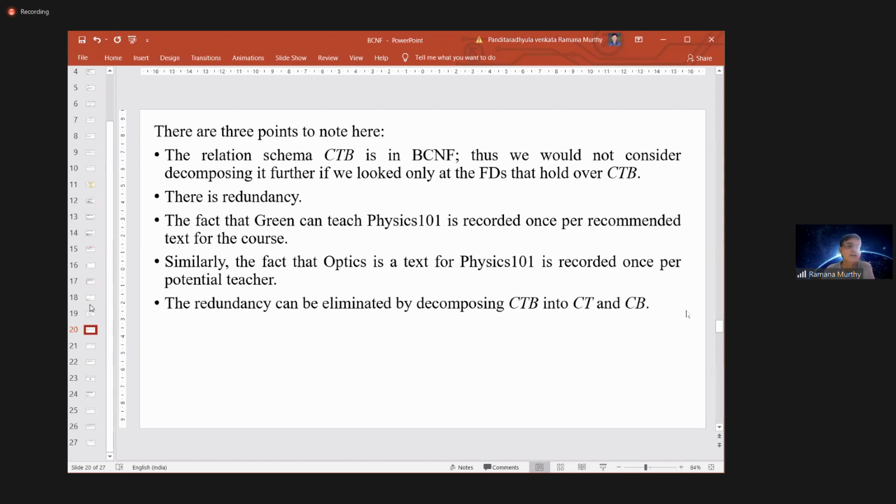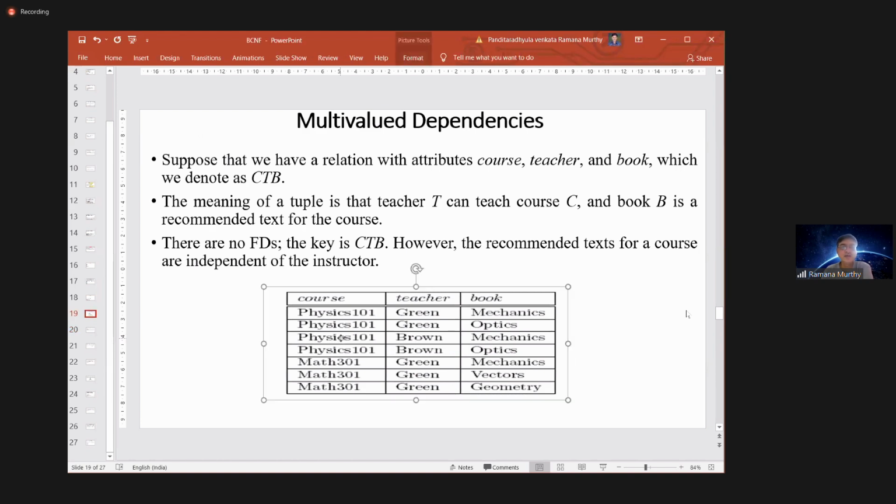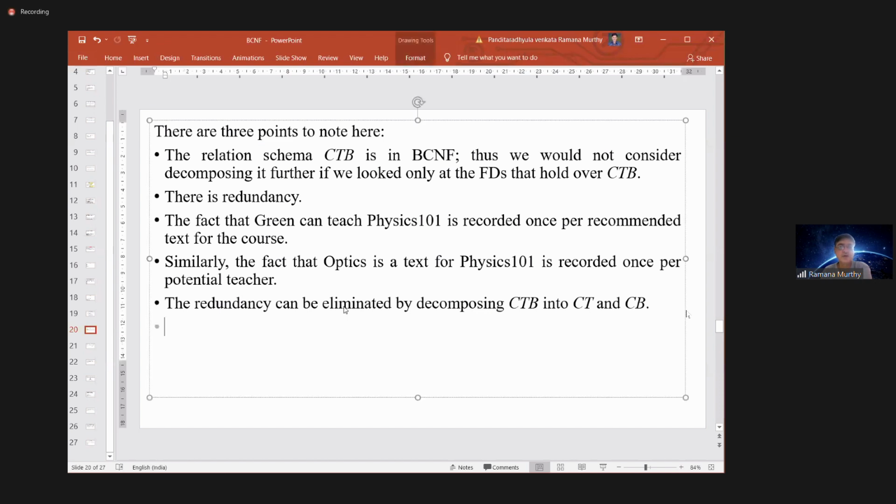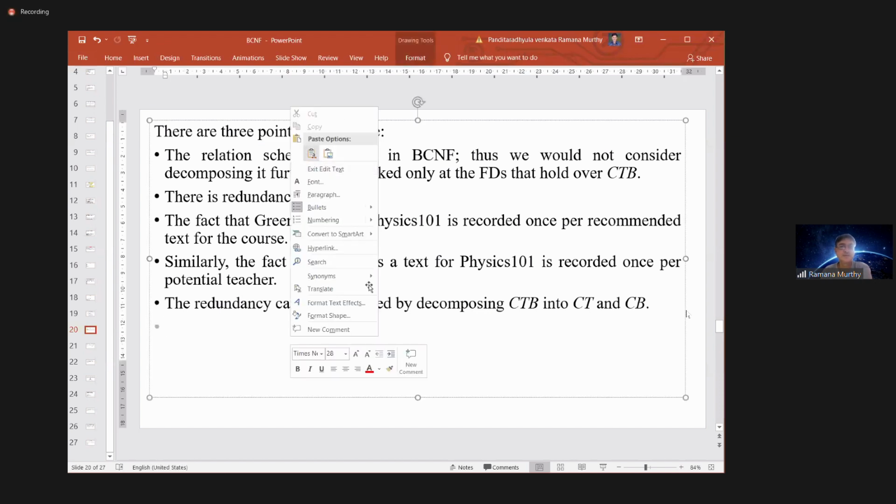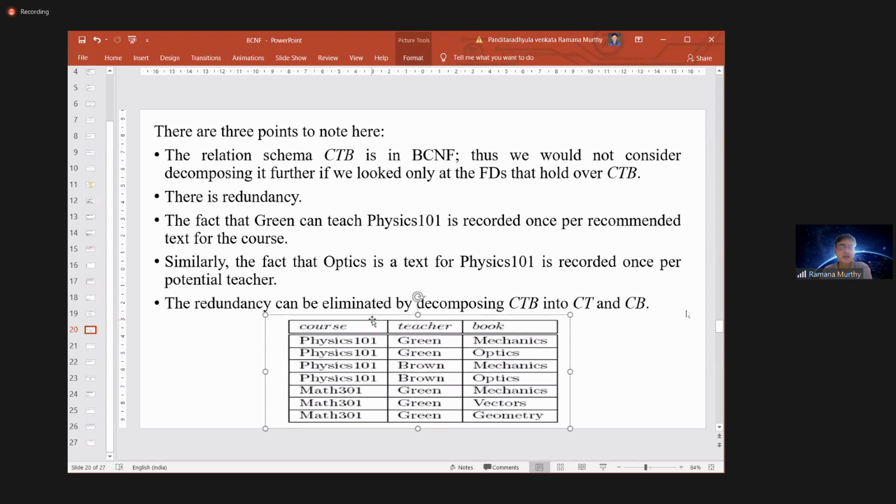The CTB relation, whatever I showed to you, is in BCNF normal form also. Why? Using what are the rules for BCNF? In BCNF, if the right-hand side column is also part of the left-hand side, the key, we call it a trivial functional dependency. If the table contains only trivial functional dependencies, it is acceptable under BCNF.